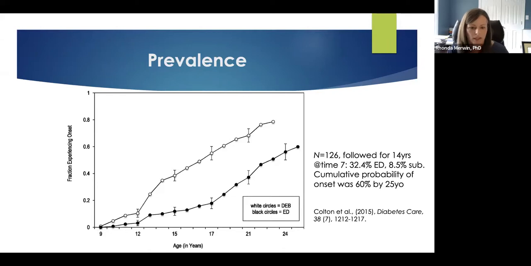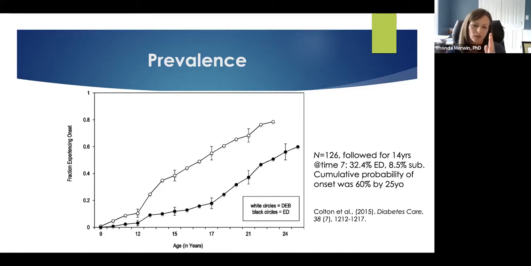And what they found was that, you can't see my pointer, can you? You can't see me pointing to this here. I usually like to point to what I'm referencing here, but you can see that you have the black circles, right, are the folks with eating disorders, and the white circles are the disordered eating behavior. And this is cumulative probability of onset over time, right?